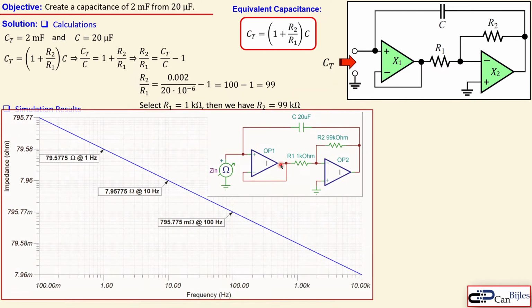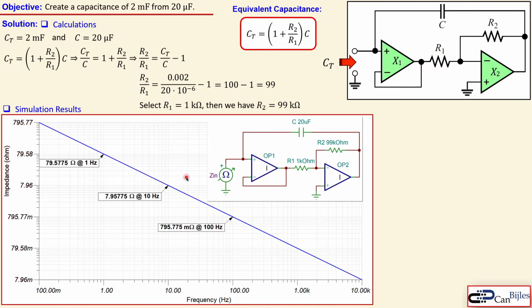Let's see the simulation result. This is now the Bode plot. You see here the curve. The horizontal axis is given in the log scale, but also the vertical axis is given in the log scale. So this is the impedance of that circuit here. This is, by the way, the circuit in the Tina TI Spice. You see the resistors R2, R1, the capacitor of 20 microfarad, and the two operational amplifiers. We measure here using this ohm meter or impedance meter between these two nodes, the ground and this node here.